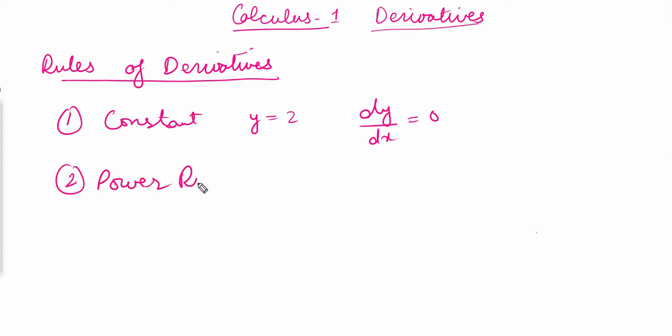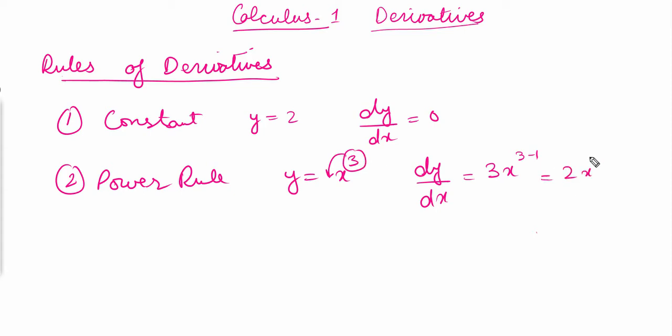In the power rule, let's suppose we have a function y equals x cube. dy by dx equals 3x to the power of 3 minus 1. This 3 will come over here and we'll subtract 1 from the exponent, so it will become 3x squared. So the rule is like this: y equals x to the power of n, so dy by dx will become equal to nx to the power of n minus 1.